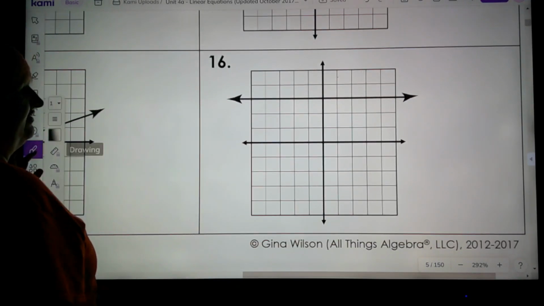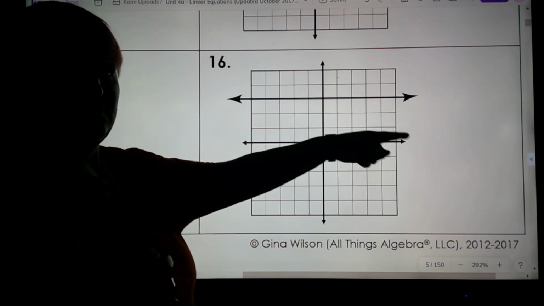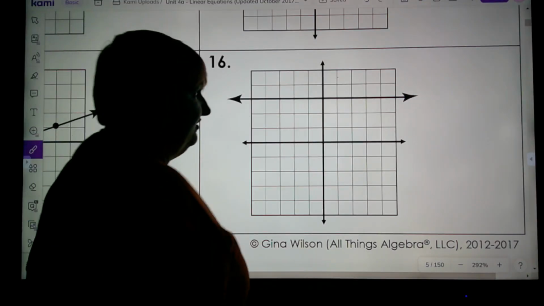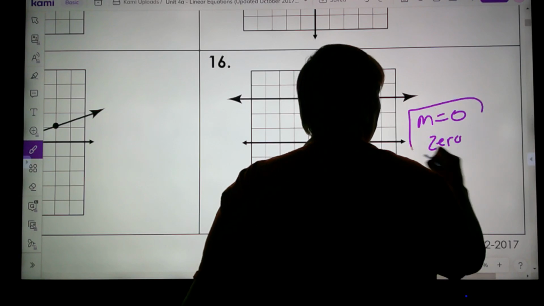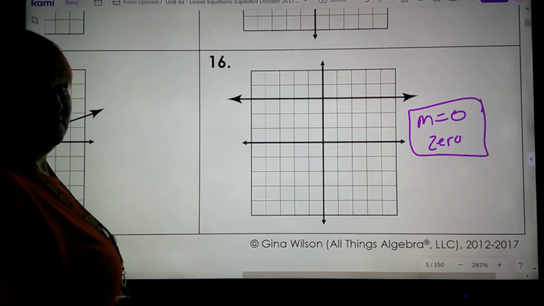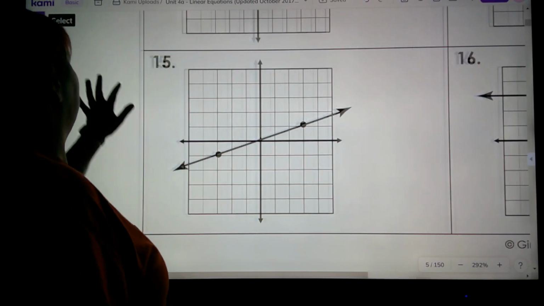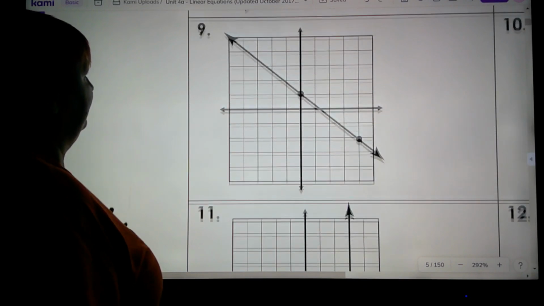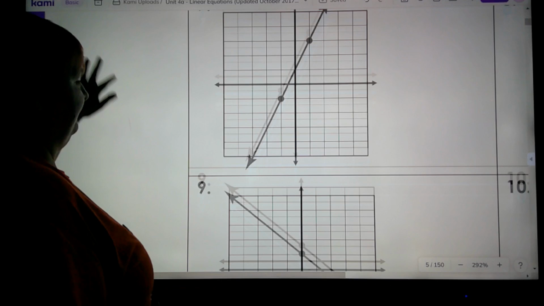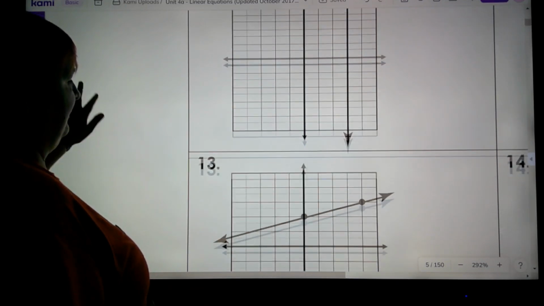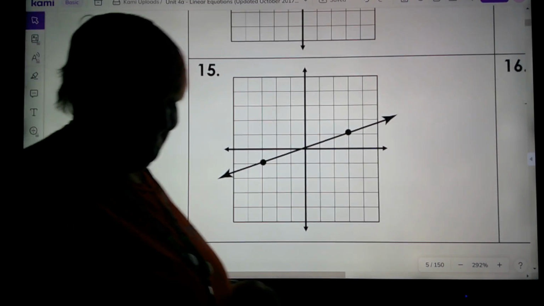Alright, last one. Straight left and right, straight horizontal, flat, level, right, zero slope, m equals 0. Zero slope. No uphill, no downhill. Alright, now your job is to do the odd ones starting at 5. 5, 7, 9, 11, 13, and 15. Good luck.